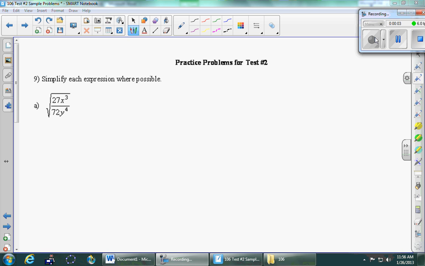This is problem number 9 on the practice problems for test number 2. Simplify each expression where possible. A, square root of 27x cubed over 72y to the fourth.